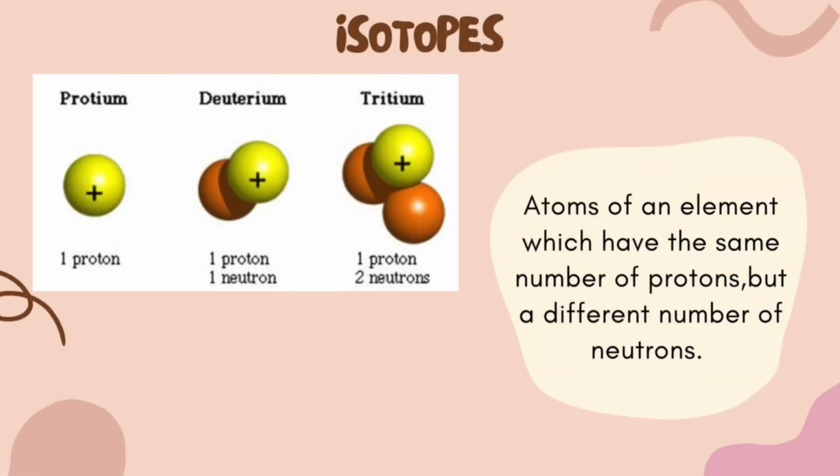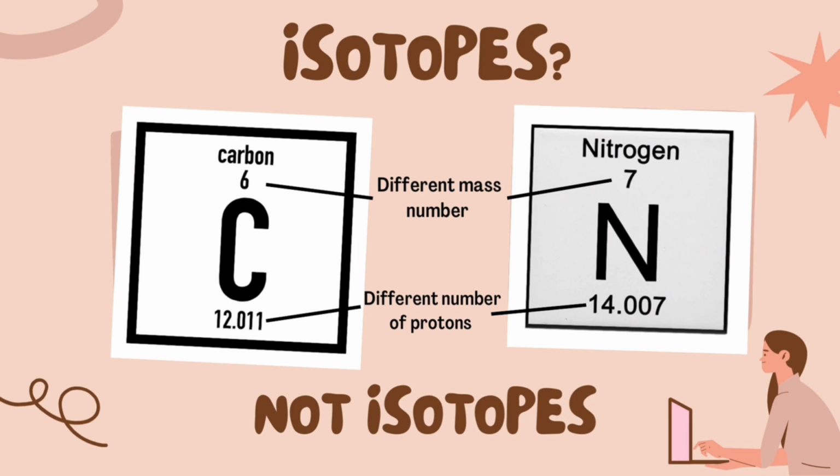Isotope. Atoms of the same element with a different mass number are known as isotopes. They are defined as atoms of an element which have the same number of protons, but a different number of neutrons. If we look at carbon and nitrogen, are they isotopes? They have different mass numbers, but they also have different numbers of protons. Therefore, they are not isotopes. They are completely different elements.